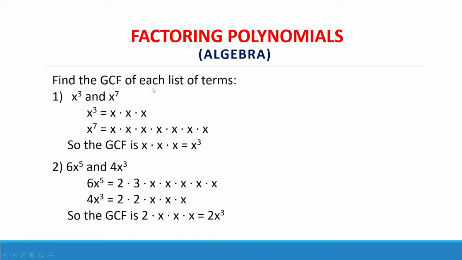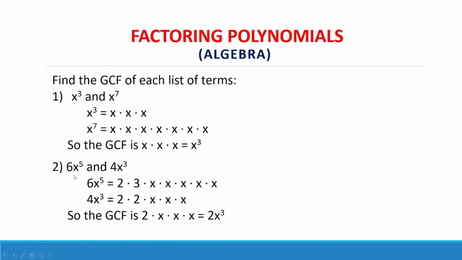Find the GCF of each list of terms. Number 1, x cubed and x to the 7th. There are 3 x's for x cubed, so x times x times x. And there are 7 x's for x exponent 7, or x times x times x times x times x times x times x. So the GCF has 3 x's, so x times x times x, or equivalent to x cubed.